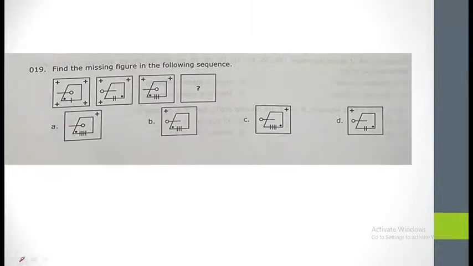This is the next question for you all. You need to find the missing sequence. Okay, you need to find which is the missing sequence over here. Three figures are given to you. Find the fourth one. This is a very simple question. Quickly mark the answer for this. Mark the answer for this question now, everyone.